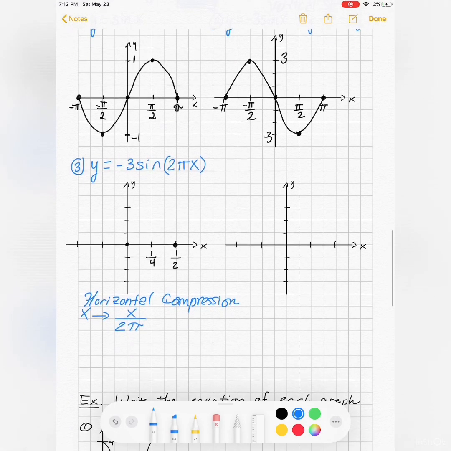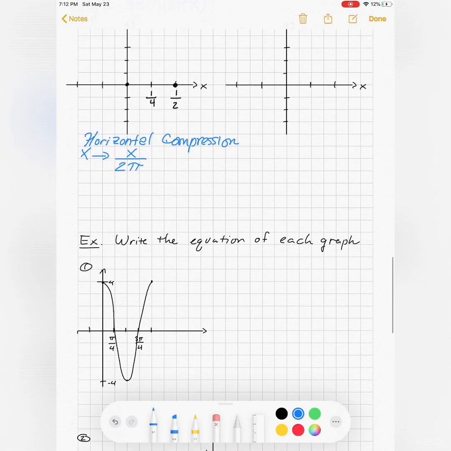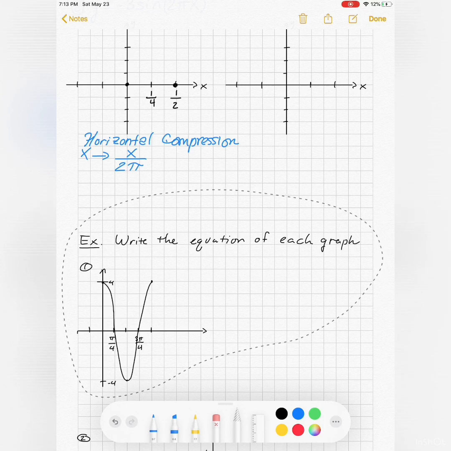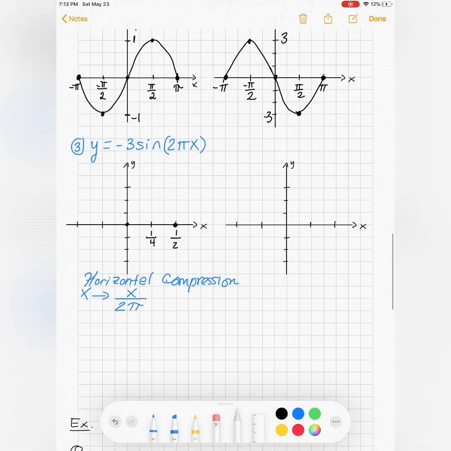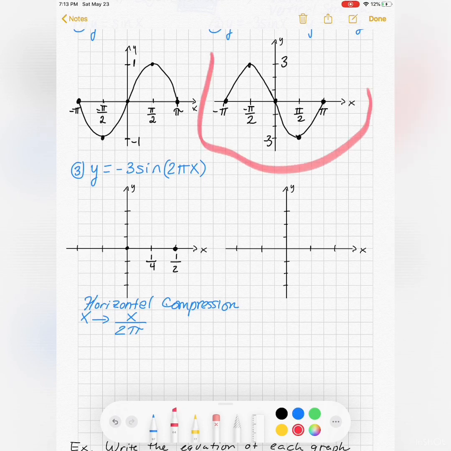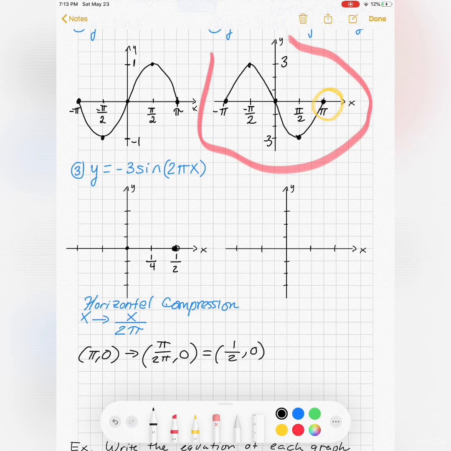Okay, so I need to take each point on the previous graph. If you look at the points on the previous graph, I have this point at pi, 0. I'm going to divide the x by 2 pi. So now that point is at a half, 0. Okay? The point here at pi halves, negative 3.